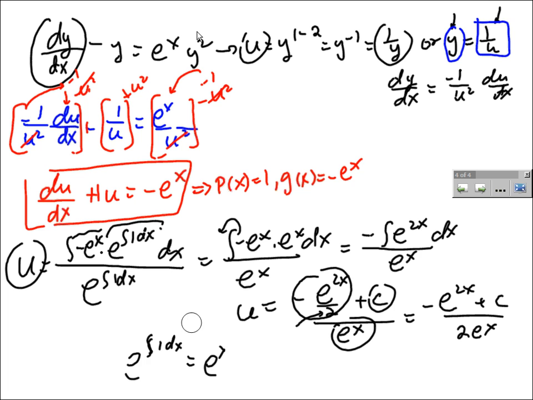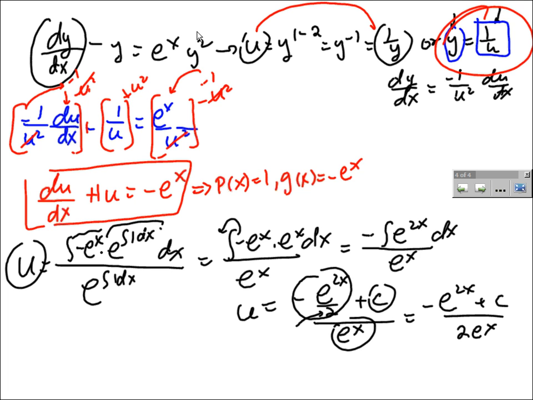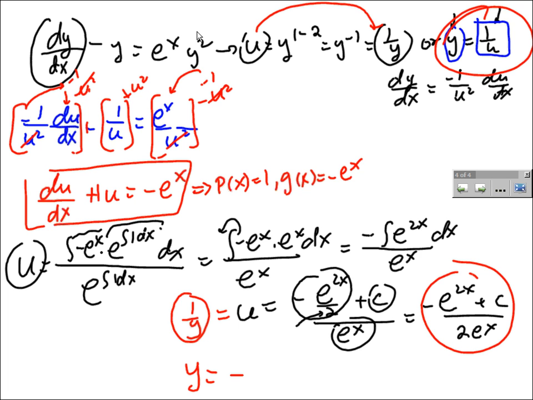But u is 1 over x. I know it is. I'm not going to just randomly make this stuff up. It's right there. u is 1 over y. I take the reciprocal of this, and I set it equal to the reciprocal of that. Top will be 2e to the x. Now, I hate starting off with a negative, so I'm going to go plus c minus e to the 2x. And there's that answer.